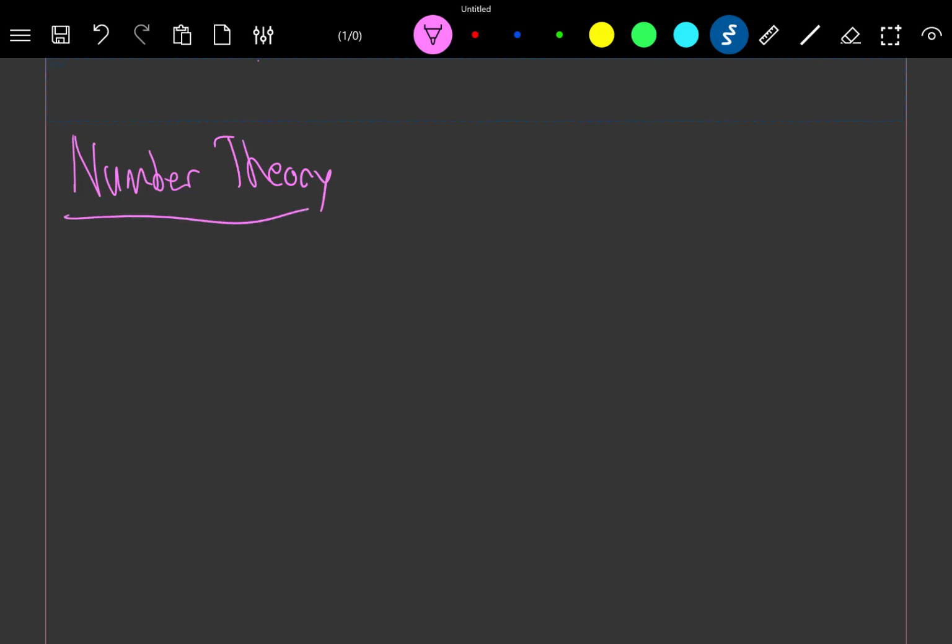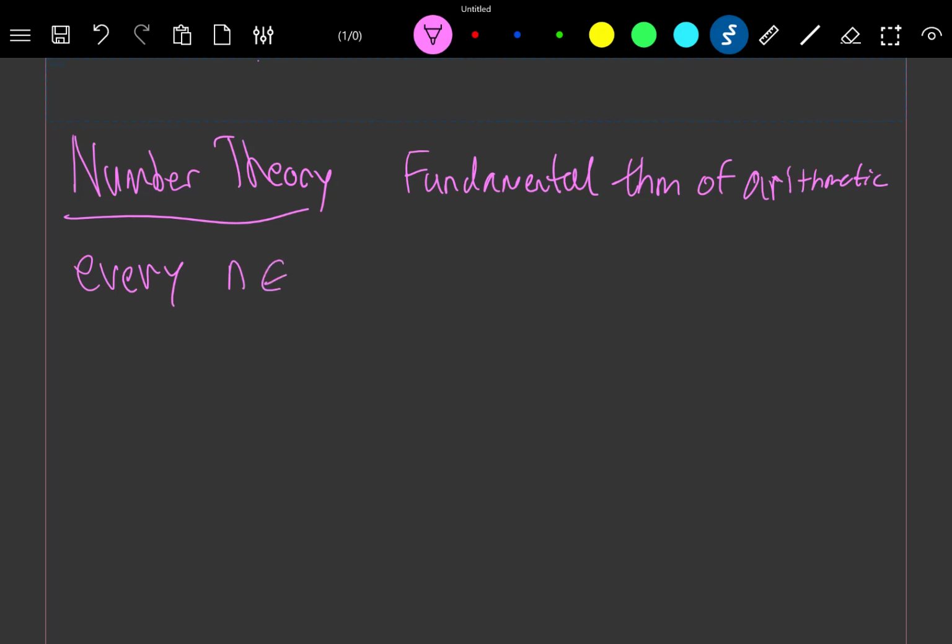Welcome to the next lecture in number theory. Today I'm going to talk about the fundamental theorem of arithmetic, which just says every integer n is a unique factorization into primes.